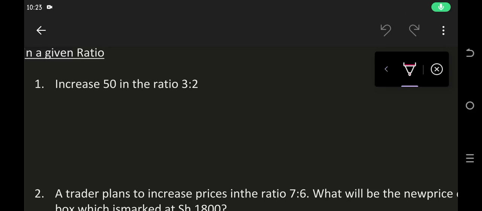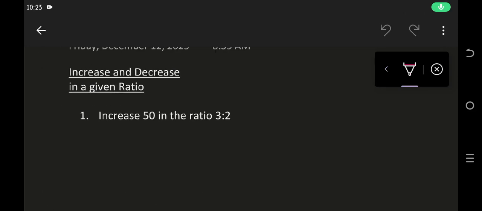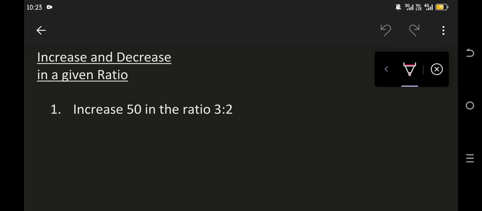Hello guys, this is Teacher Ann, and today we'll be looking at increasing and decreasing numbers in given ratios, and we'll also look at how we can compare two different ratios. That means we want to see which one is greater and which one is smaller than the other. So let us start with increasing and decreasing numbers in given ratios.